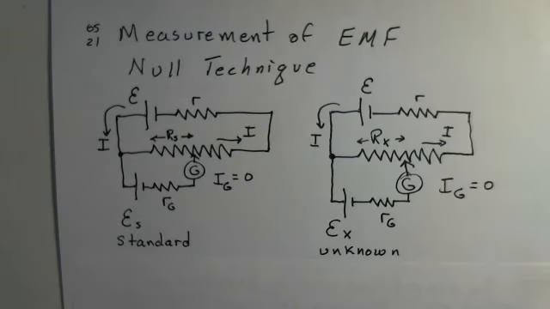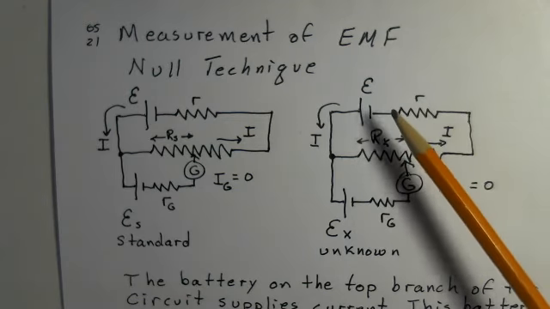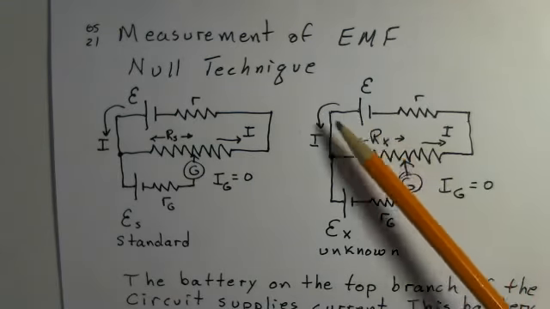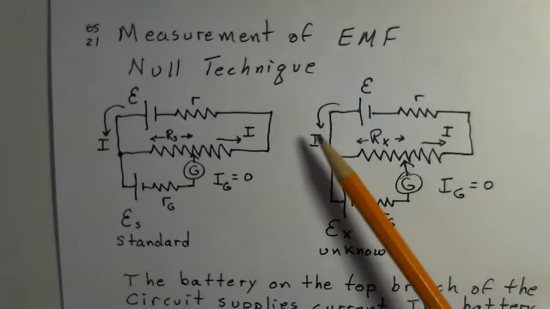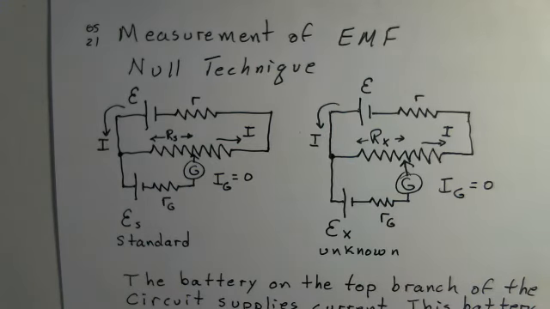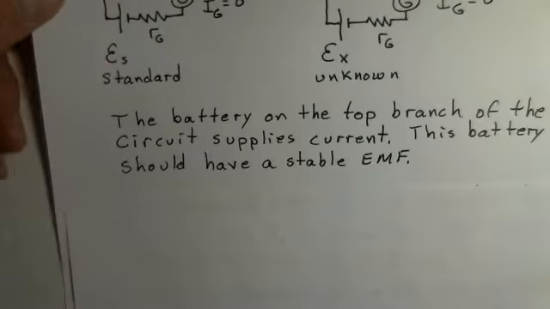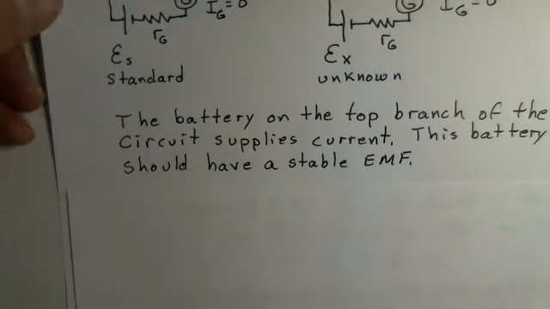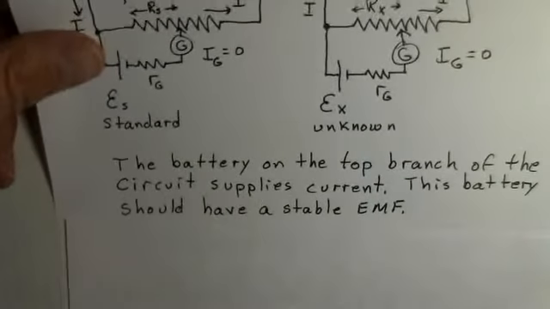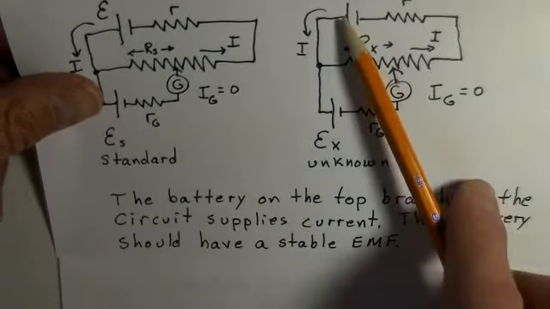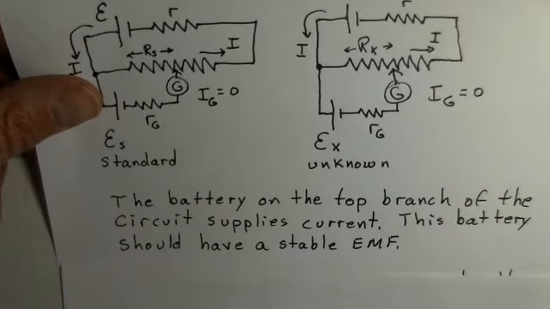So let's see how we proceed. We have a battery at the top here. We don't need to know the value of this battery or power supply, but we need some element of the circuit here that will maintain a constant EMF, a constant current through the system down here. The battery on the top branch, we want it to supply a nice steady current through the circuit. We don't need to know the value of the EMF of this top battery.